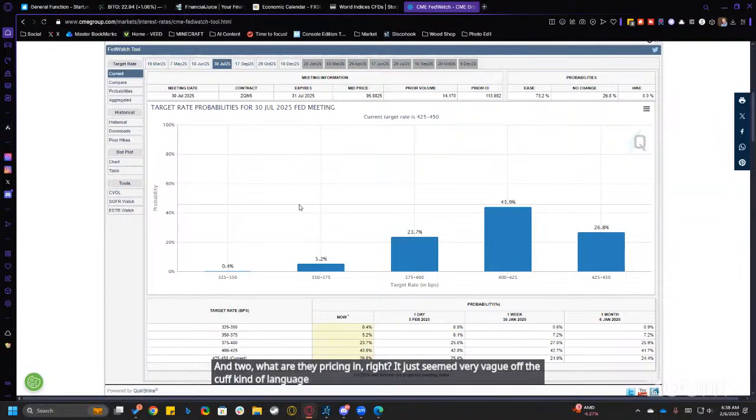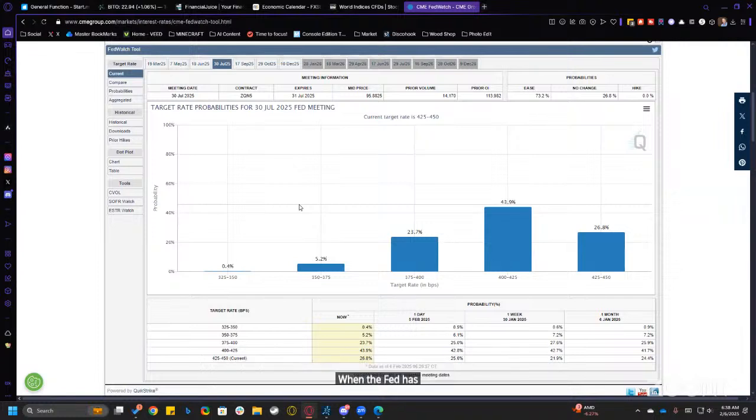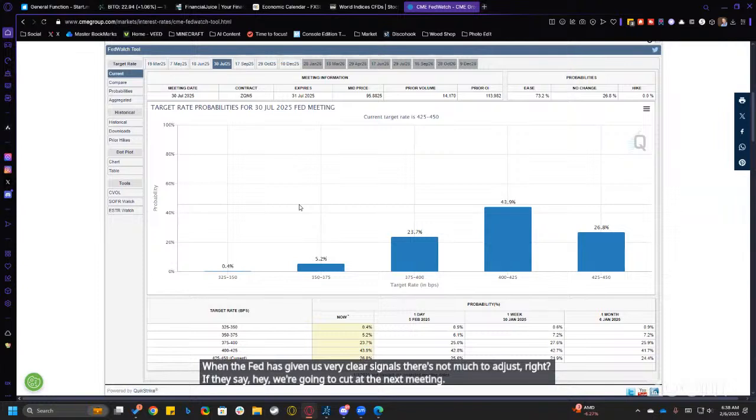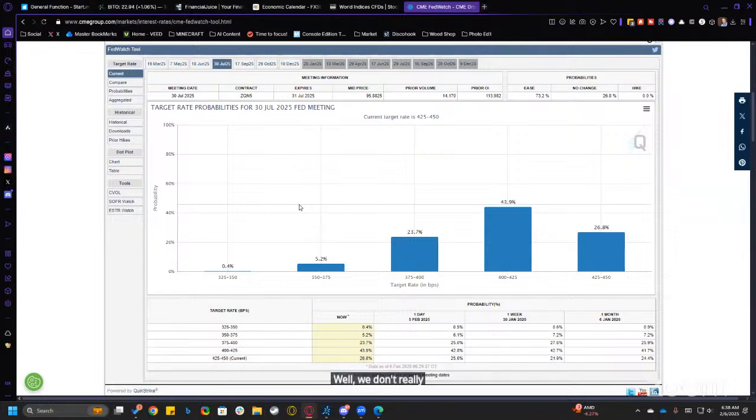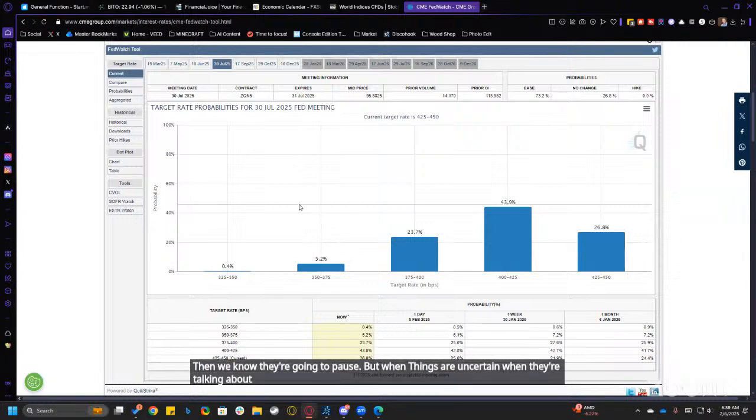So when we get new data, the idea of the market is that they want to adjust their perceptions on what they think the Fed is going to do. When the Fed has given us very clear signals, there's not much to adjust, right? If they say, hey, we're going to cut at the next meeting, well, we don't really need to guess if they're going to cut at the next meeting. We know they're going to cut. They told us they're going to cut. And if they said, we're not going to cut, we're going to pause and wait on data, then we know they're going to pause. But when things are uncertain, when they're talking about, well, let's look at the data and then we'll decide if we're going to cut, well, that leaves the market in a bind.